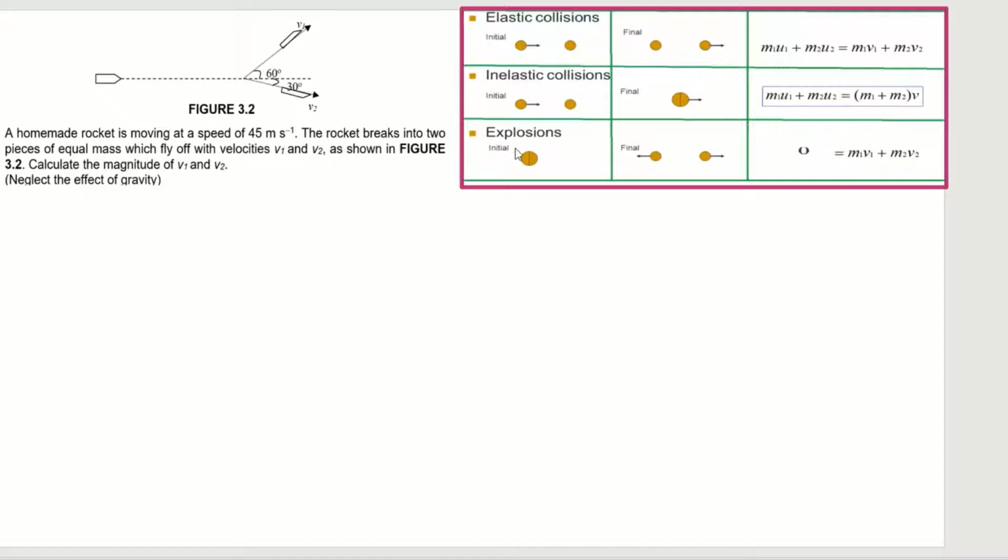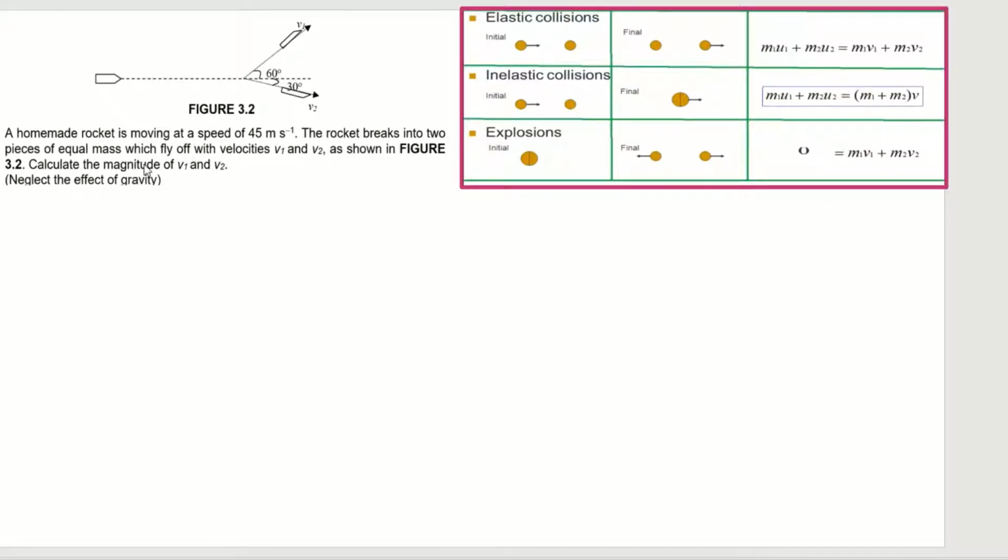Then you have an explosion. In an explosion, before the collision, the object is at rest, but after the collision, the objects will move with different velocities. So you have 0 equals m1 v1 plus m2 v2. This is actually for one dimension.